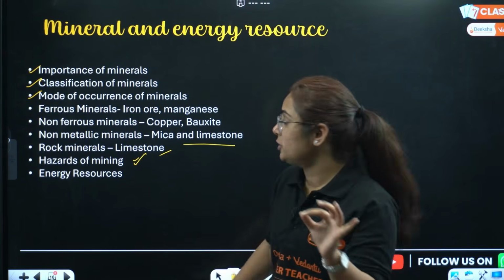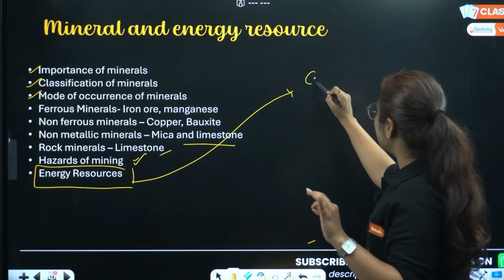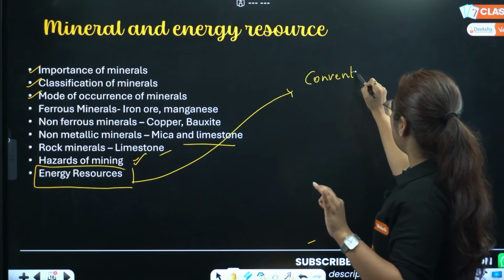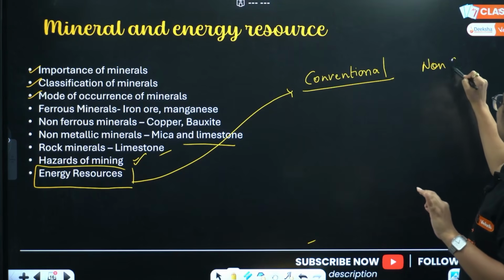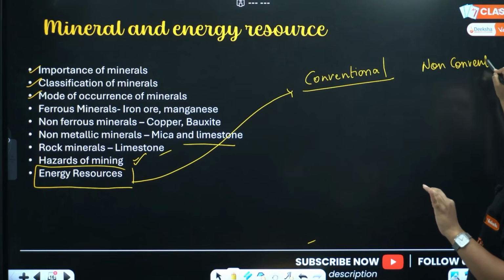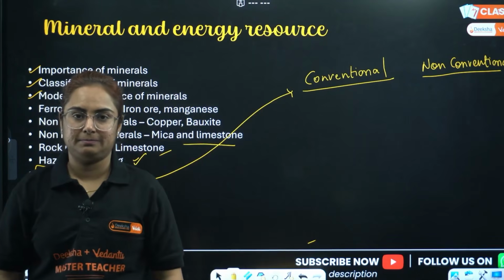Last and the important topic is energy resource. Right now, make a chart that tells us about the difference between conventional and non-conventional sources of energy. I'll tell you what the conventional sources of energy are, that are used from the past.